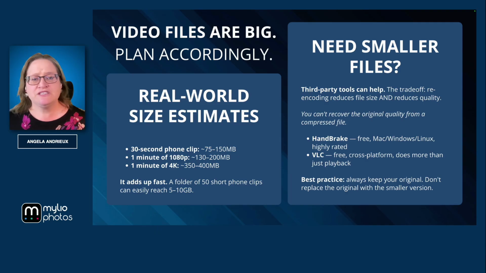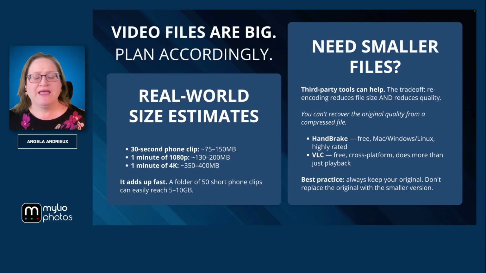So just for some comparison here, now this is ballpark real world estimates, and it's very generalized. Some files are gonna be bigger, some are smaller, but essentially a 30-second phone clip is gonna be somewhere between 75 and 150 megabytes. And if you get up to a full minute of video at 4K resolution, which our incredible phones these days can do a really good job of taking, those can get up to 400 megabytes for just a 1 minute clip. This adds up really fast, so a folder of short video clips on your phone can easily be many gigabytes of storage.